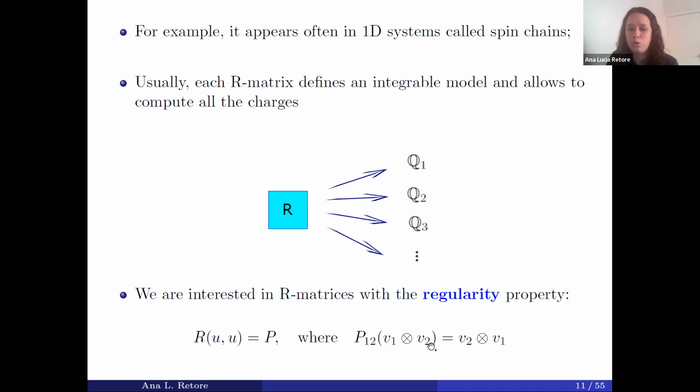So these 1 and 2 are just indices so you know which ones are acting. I should have been more clear about that. I should have written something, but these indices only mean that this P acts non-trivially on sites 1 and 2. So if you had more vectors here, P12 would act on the first two, and it would act as identity on the rest. So these indices just mean that it's non-trivial on sites 1 and 2.